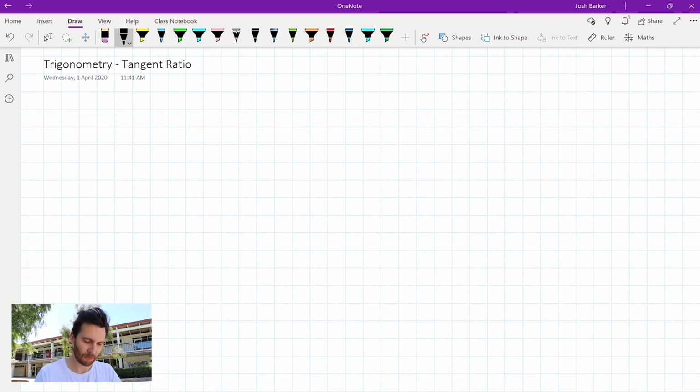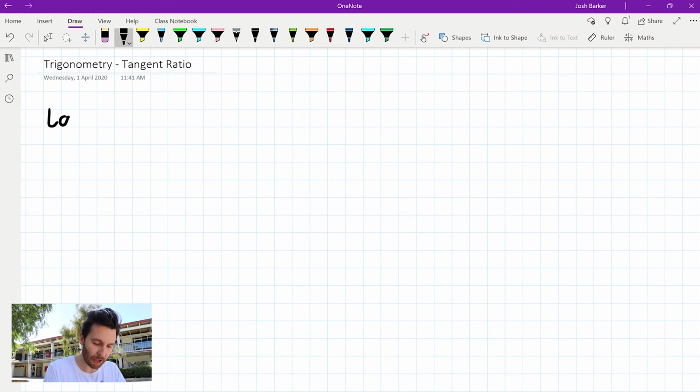Hey there students, today we're continuing our work with right-angled triangles by moving on to trigonometry. We're going to start off with the tangent ratio today, both to find the lengths of sides and to find the sides of angles as well, and then we'll move on to the other ratios and applications next week.